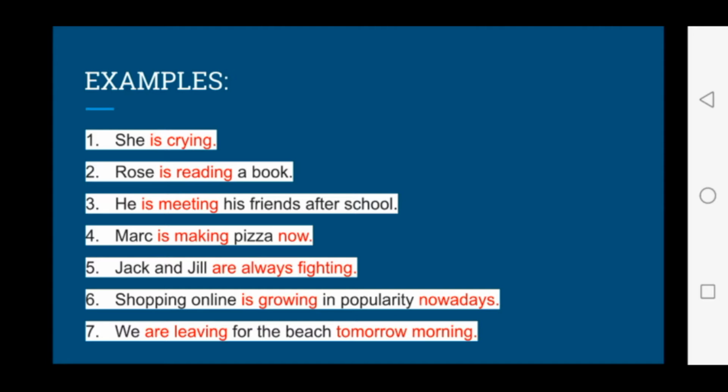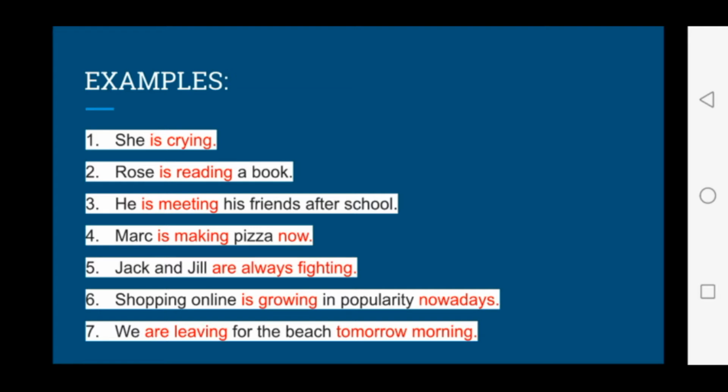And then the third one is: he is meeting his friends after school. This example of present continuous tense can also be used to show that something will or will not happen in the near future. And the fourth example is: Mark is making pizza now. This tells us that it can be used for actions that are still happening at the time of speaking.